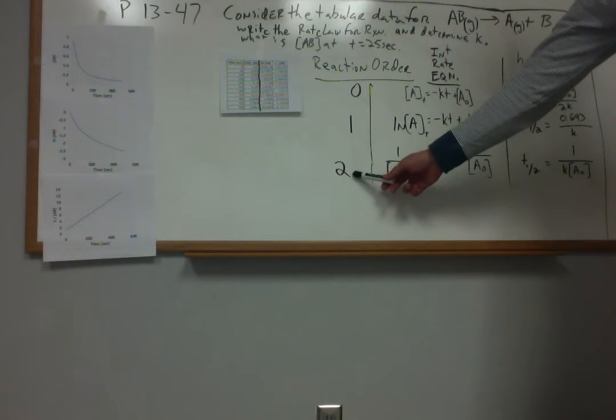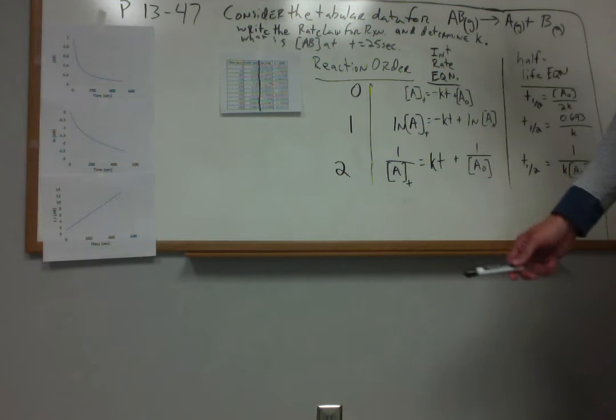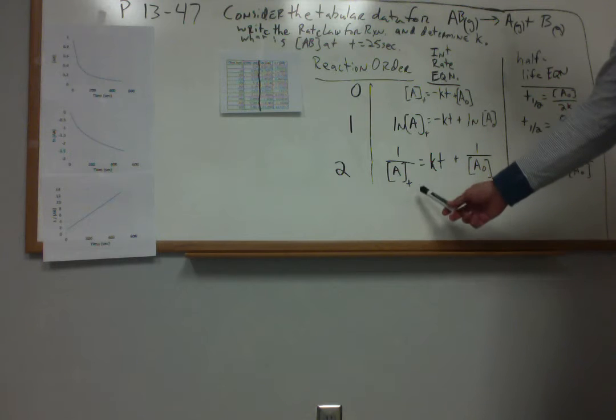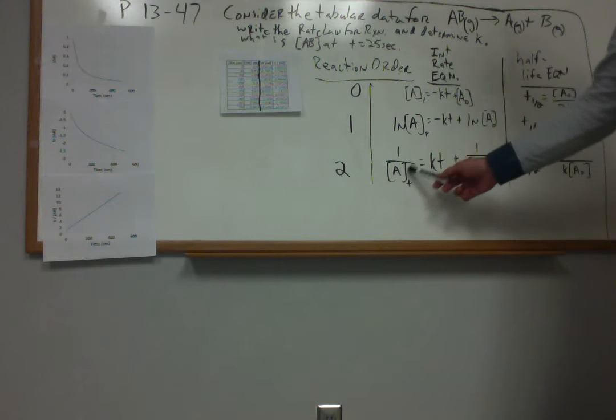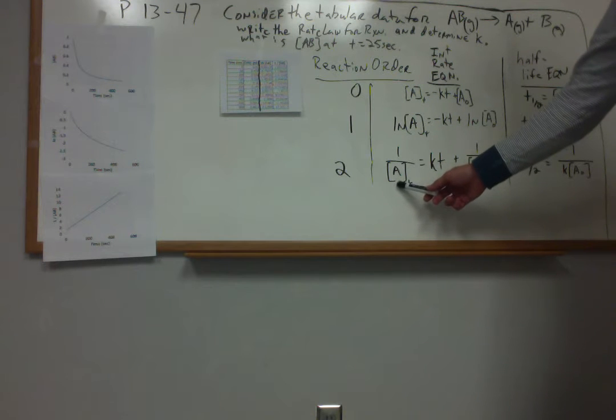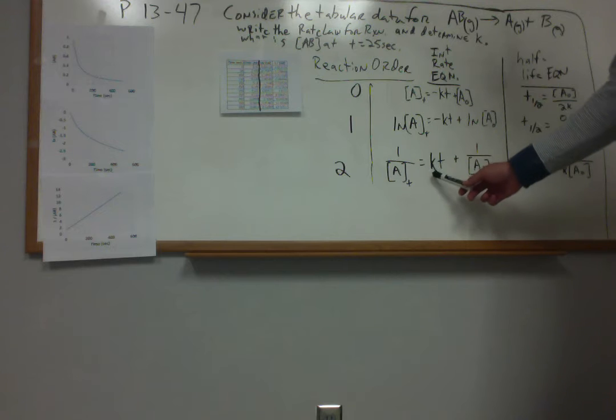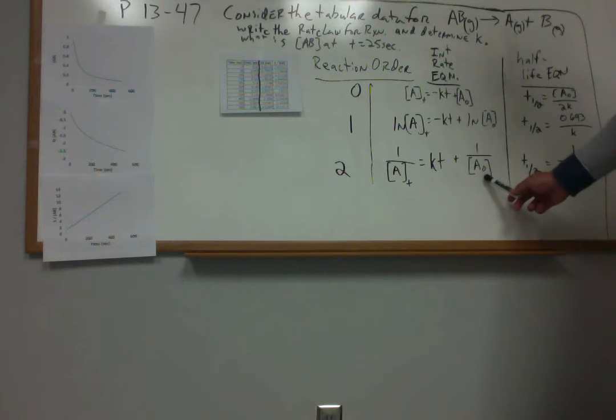For a second order process in substance A, we can write the integrated rate law as follows. 1 over A sub t, that's the concentration of A at point t, is equal to kt plus 1 over the concentration of A at time 0. This is our second order rate law.